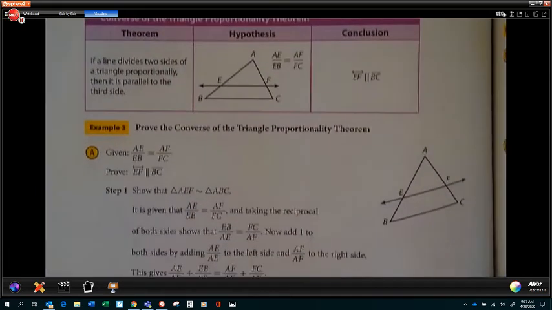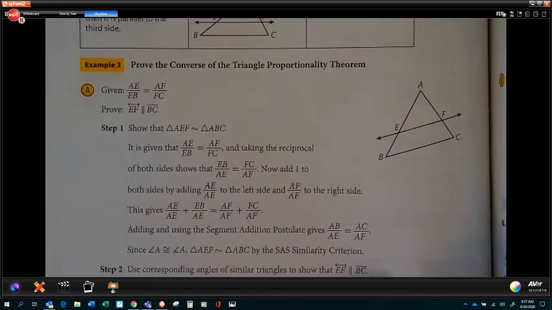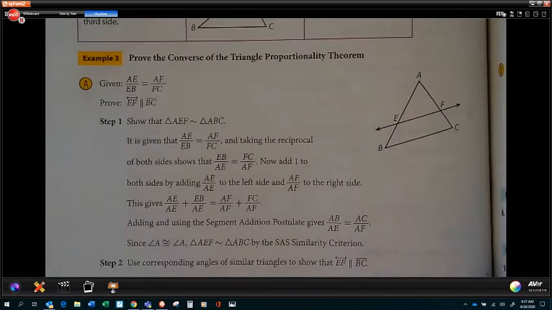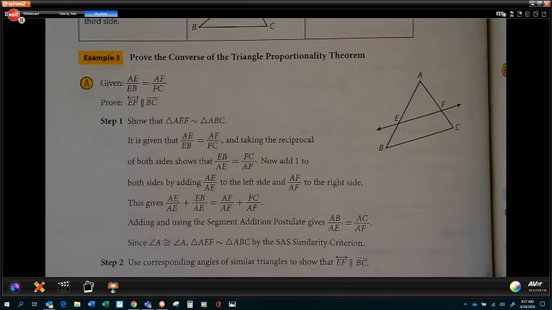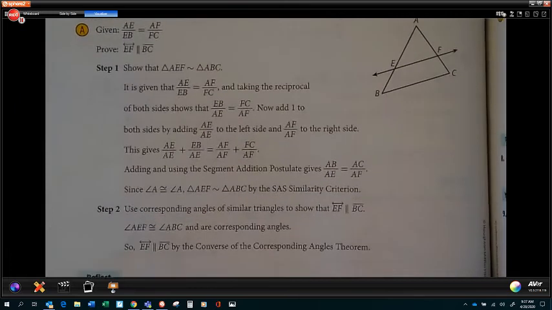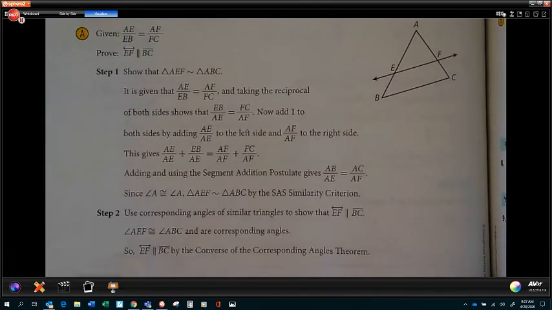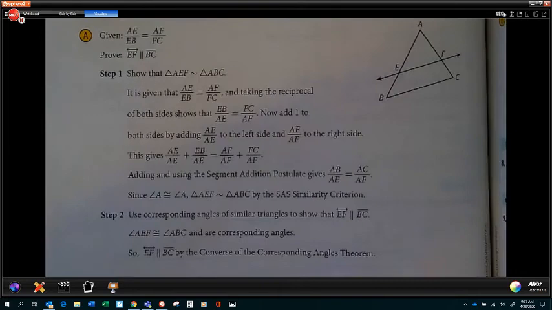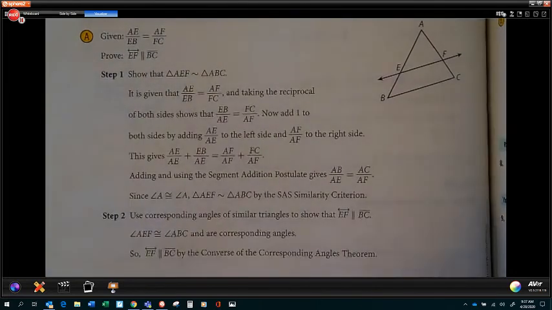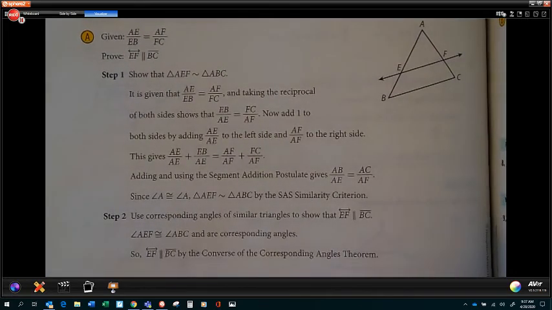All right, and if you want to look at the theorem, here's the proof of the theorem. Again, we're not going to go over the proof. Here's step 1, if you want to pause and write it down. And then step 2. And that proves the converse of the proportionality theorem. But we are going to focus on applying the converse to real situations.